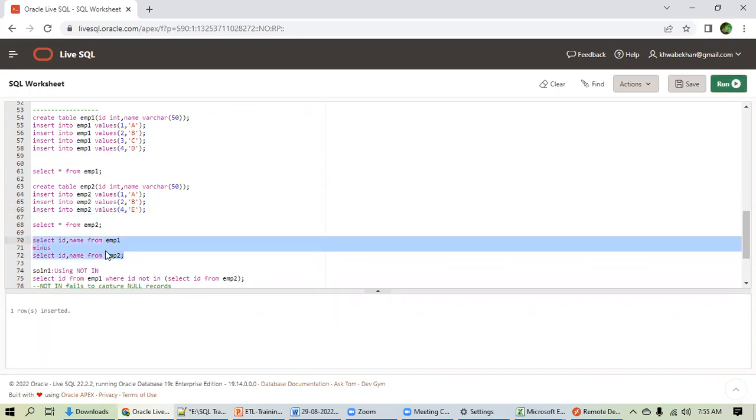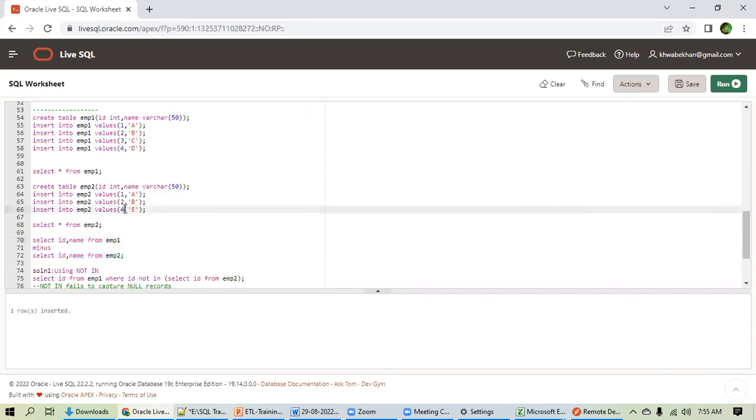Now if I run this query, what should be the output? Tell me. What should be the output now? 3C and 4D, only 3C and 4D. So you are telling 3C and 4D are present in employee 1 but missing in employee 2. That is what you mean, right? Yes. Okay, but 4 is present in the employee 2 table, right? Then why are you telling 4D is also missing in employee 2?